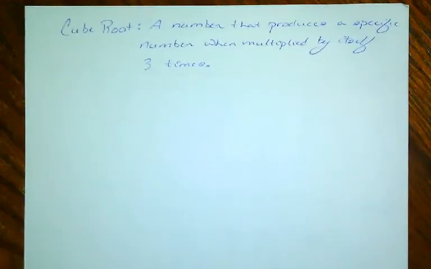8th graders. So the last lesson had to do with square roots. This lesson has to do with cube roots, all right? And a cube root is a number that produces a specific number when multiplied by itself 3 times, all right? So with the square roots, we were looking for a number that was multiplied by itself to equal another number. Well, we're just going to add one more factor onto this.